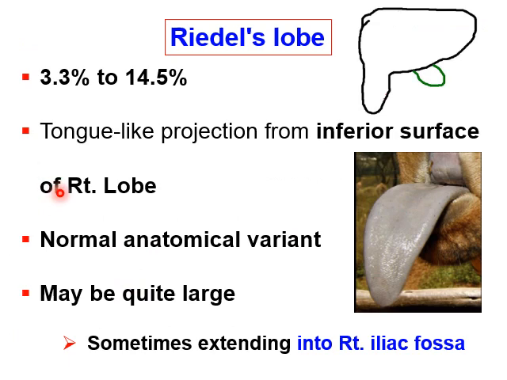The second anomaly is Riedel loop. It is a normal anatomical variant, occurring in 3.3 to 14.5% of the population. It is a tongue-like projection from the inferior surface of the right lobe and may be quite large, sometimes extending into the right iliac fossa.